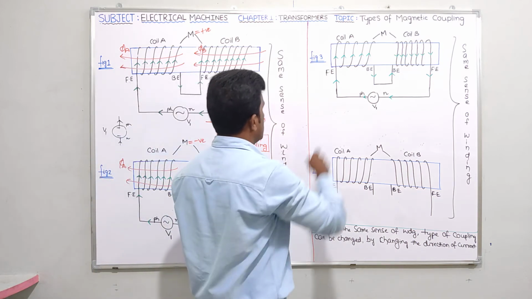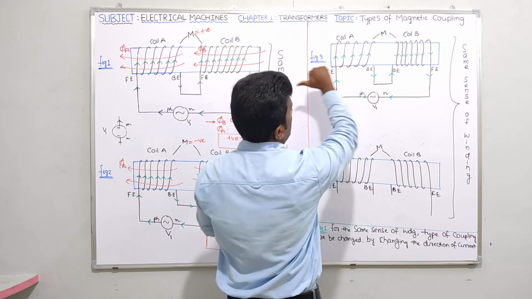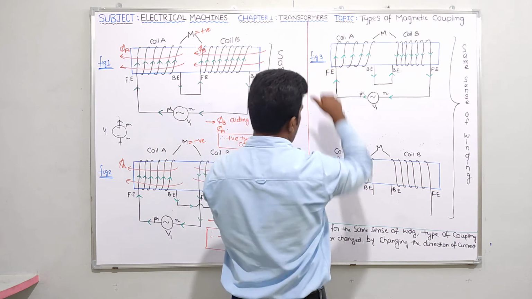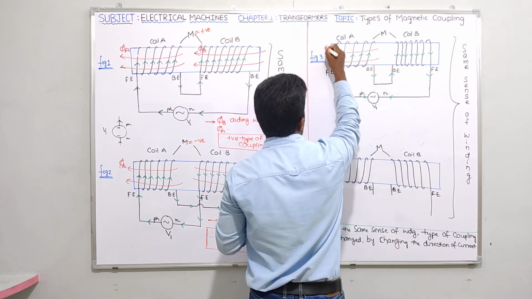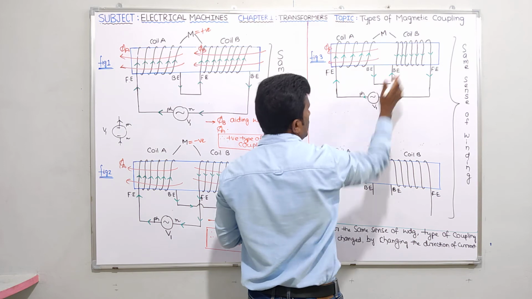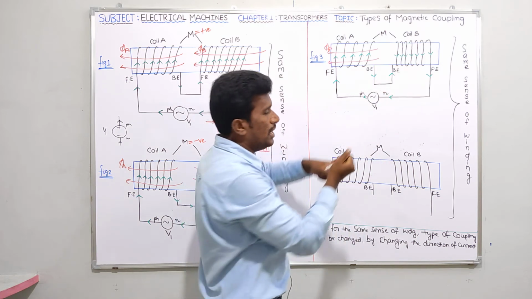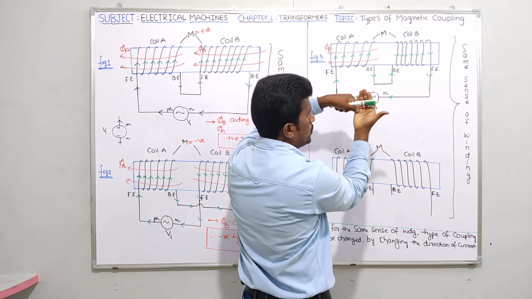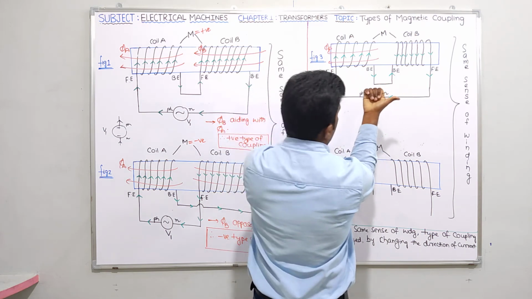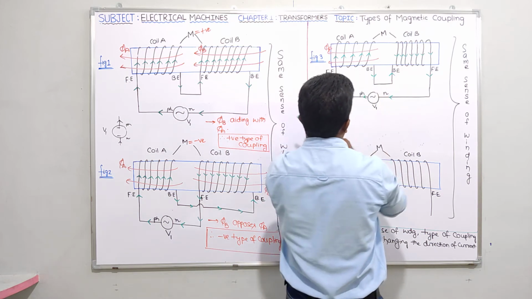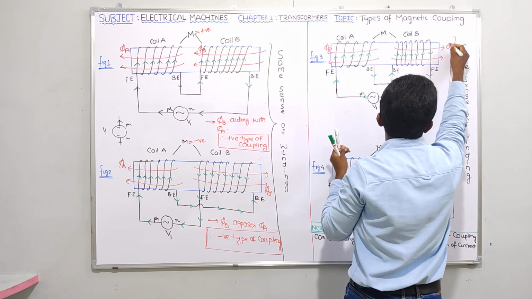Very simple. Here, since current is entering at front end, the direction of flux will be from right side to left side. Yes, it is pi A. And what about in this coil B? If current is entering at back end, you should not use it like this, you should use it like this. It is entering at back end, so the direction of flux will be from left to right. It's pi A, pi B.